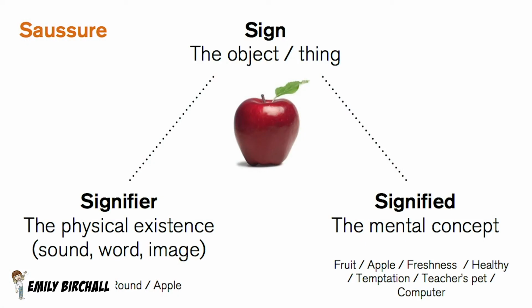Let's look at his model to explain his process using an apple as the object. So the sign is the object of the thing, and in this case, the apple. The signifier is the apple's physical existence, so it's red, it has a leaf, it's round, and it's an apple. So the signified is the mental concept of the sign. In this case, it is signifying freshness, healthiness, temptation, or a teacher's pet.